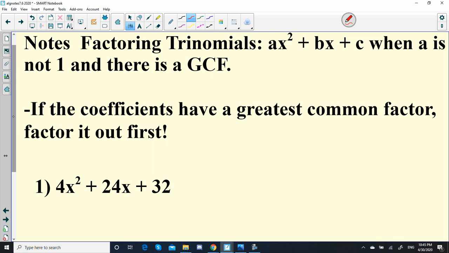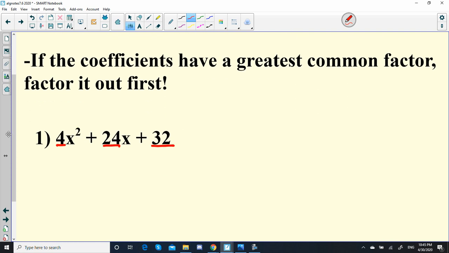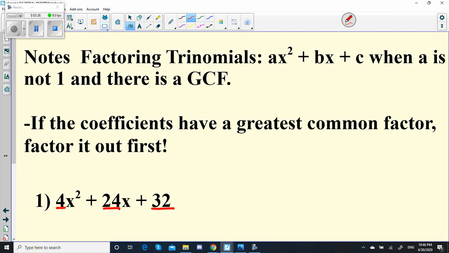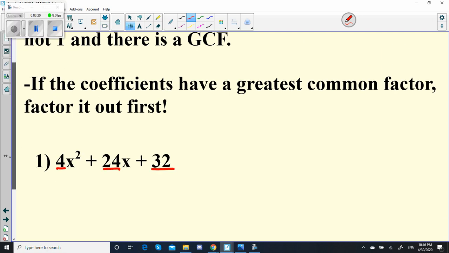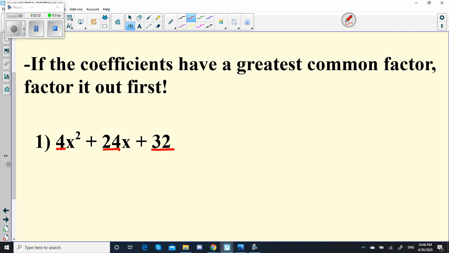All right, so if the coefficients have a greatest common factor, you've got to factor it out first. What that means is we look at all 3 of the numbers, and if there's a number that we can divide out of each of those, we need to do that before we start guessing and checking or grouping, whichever method you prefer. As I look at 4 and 24 and 32, I notice that 2 would come out, but so would 4, and 4 is bigger, so I'm going to go with 4. So we're going to put a 4 out front and divide each of these by 4.